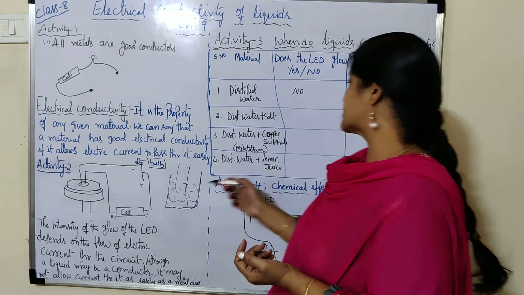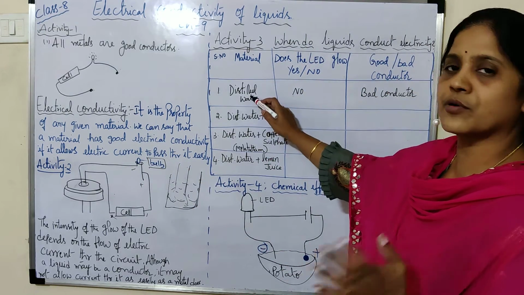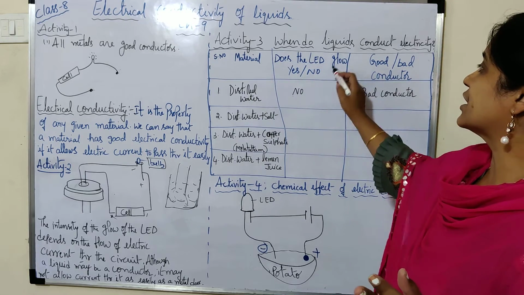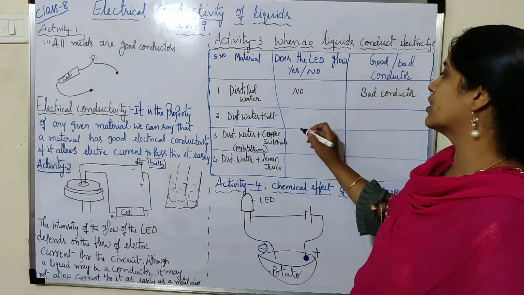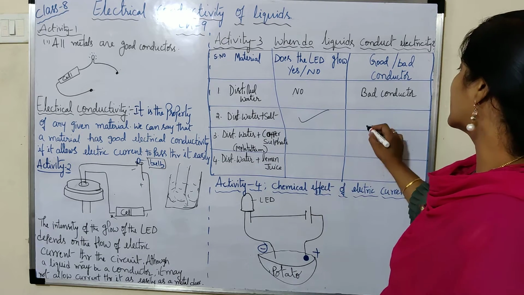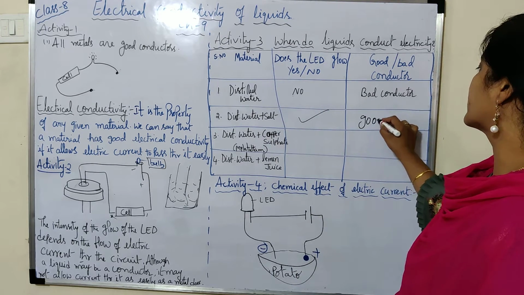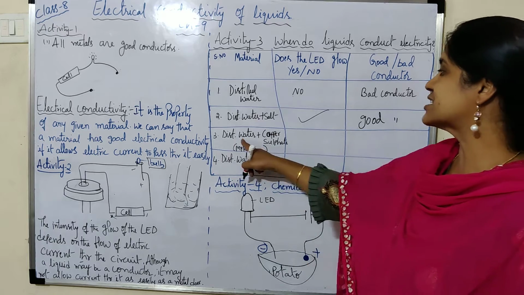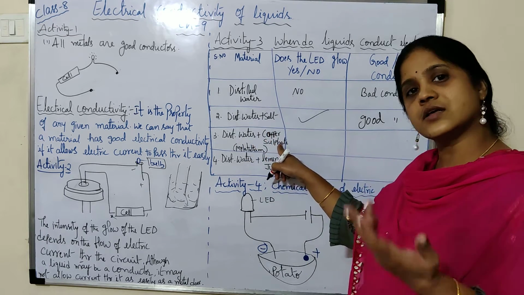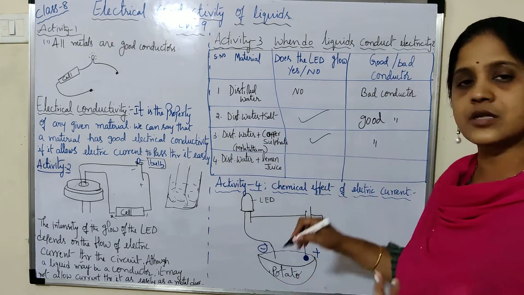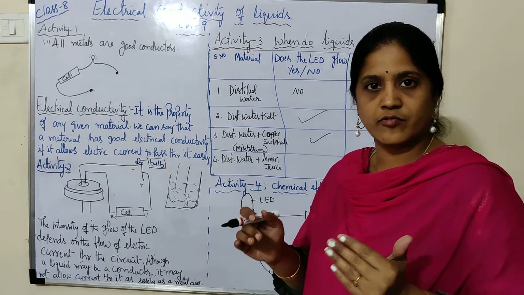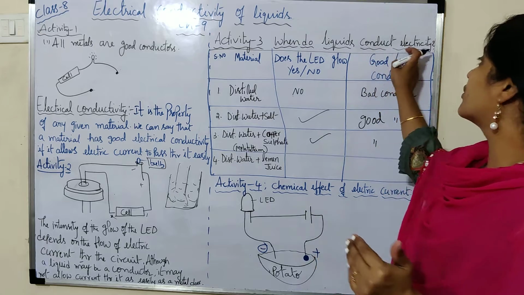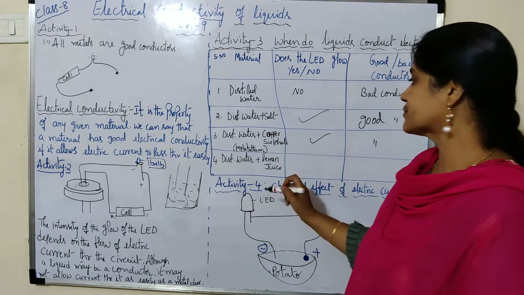And take the next one. Here you see pure distilled water. Does the LED glow? No, because it is a bad conductor. When you add salt, the bulb glows and it is a good conductor. Next, distilled water with copper sulfate. Yes, the bulb glows, so it is also a good conductor. In this way you can make liquids into good conductors.